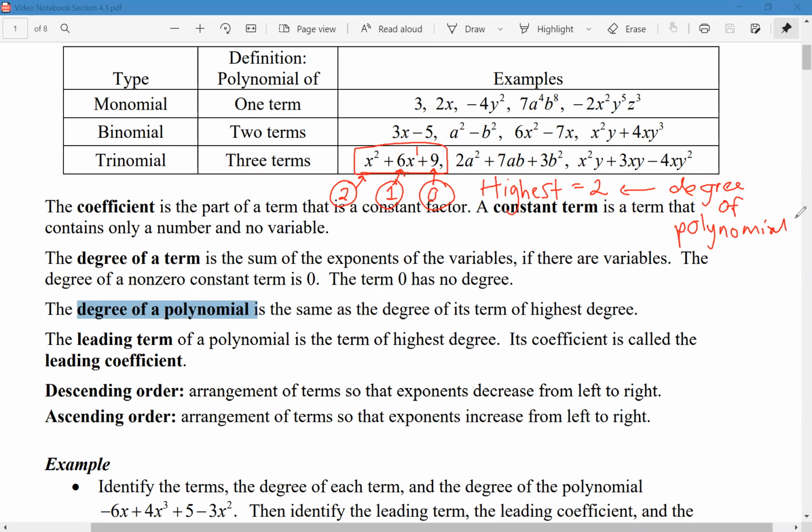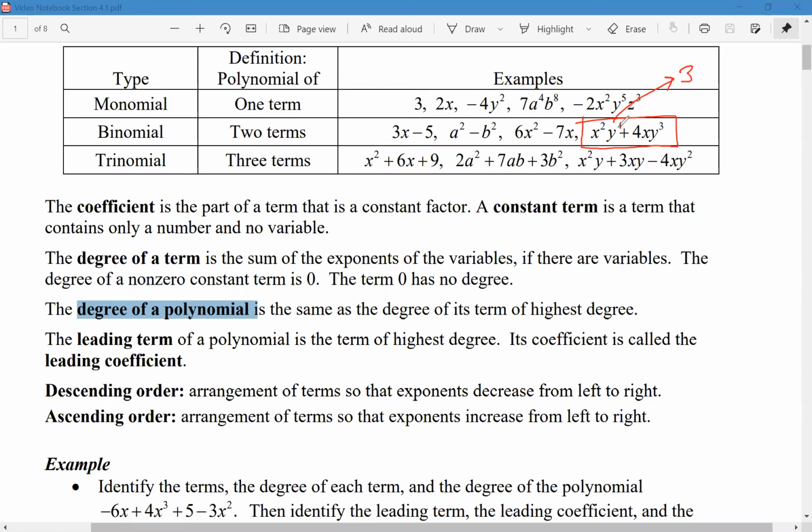Okay, so something that people can get mixed up with is when to add the exponents and when not to add them. So if they're together in the same term, that's when you would add them. If they're not together in the same term, then you would not. So here, one more quick example from the binomial row here. Okay, so x squared y, that's one term, plus 4xy to the third, that's a second term. Let's find the degree of each of those. So x squared y, the degree there is 3 because we get to add the exponents.